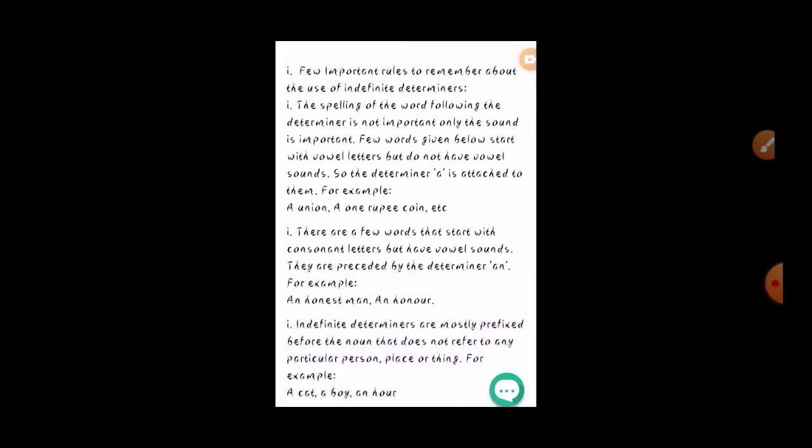A few words given below start with vowel letters but do not have a vowel sound. So the determiner a is attached to them. For example, a union. Okay. A 1 rupee coin. In this they are vowels, but a is used instead of an. What is the reason? Because the word written is a vowel, but it sounds like a consonant. For example, what is written? A union. We can call it union, but the letter that is coming is y.